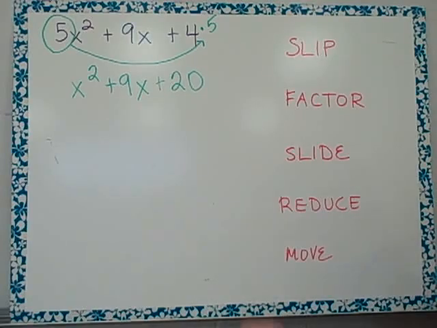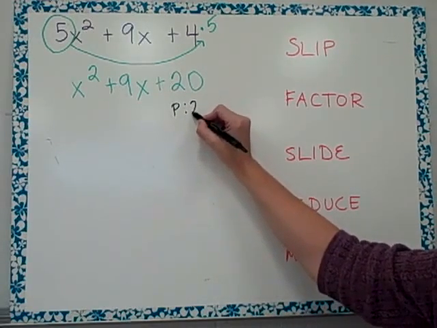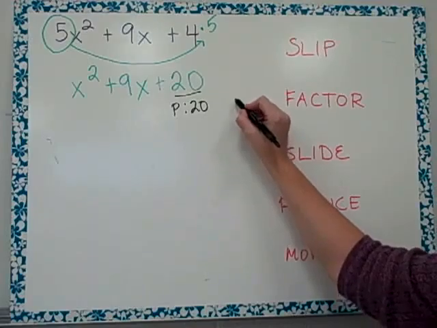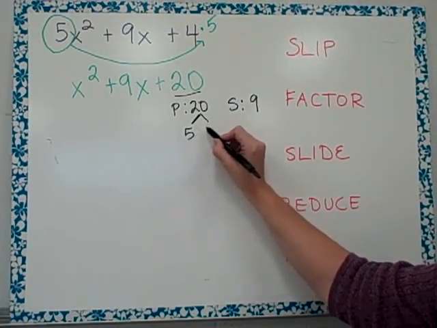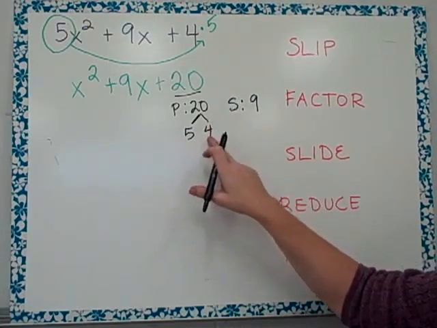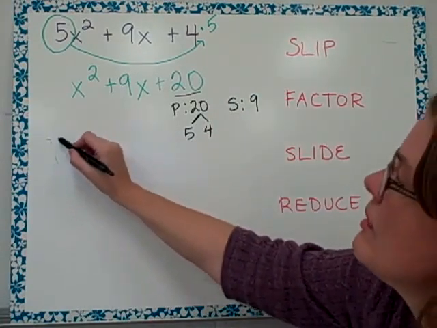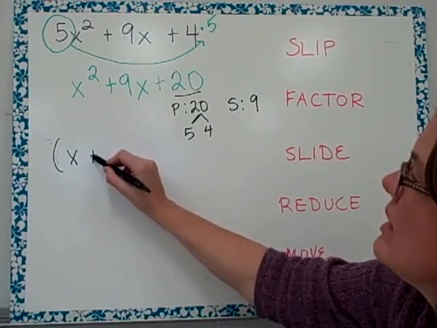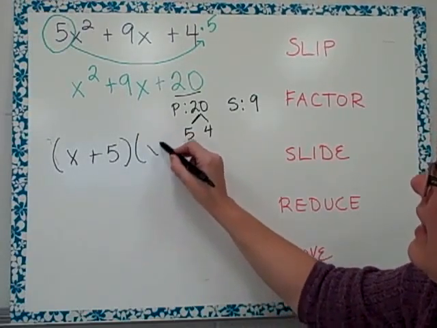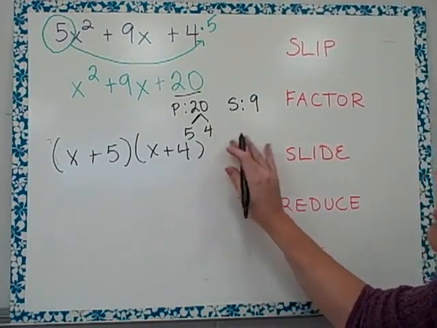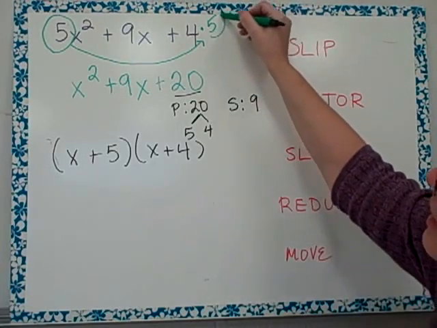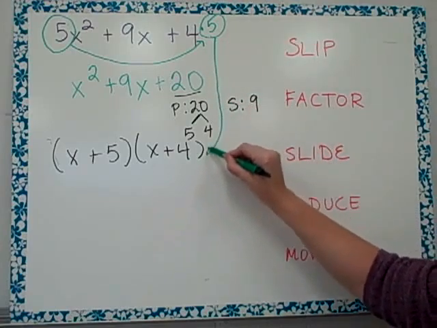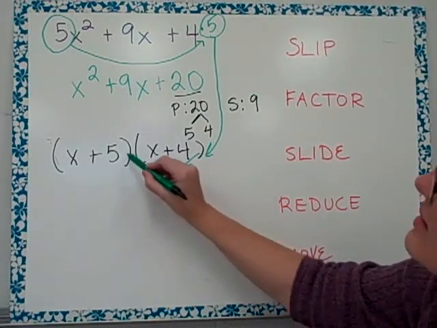Now I need to factor. So I look for my product, that would be 20. My sum would be 9. Well, 5 times 4 would give me 20, and 5 plus 4 would give me 9. So my factors would be x plus 5 and x plus 4. So I have my factors. Now I need to remember to slide. Put my 5 up there, and now I need to bring it back and slide it under.